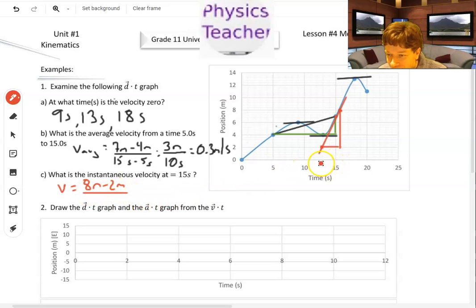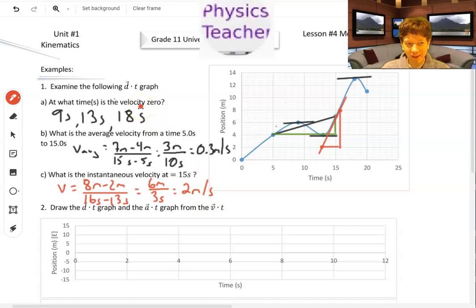And our run seems to go from, let's see, 10, 11, 12, maybe about 13 and 16. So 16 seconds minus 13 seconds. So 8 minus 2 is 6 meters over 16 minus 13, which is 3 seconds. And that gives you 2 meters per second. So that would be our instantaneous velocity at that point.